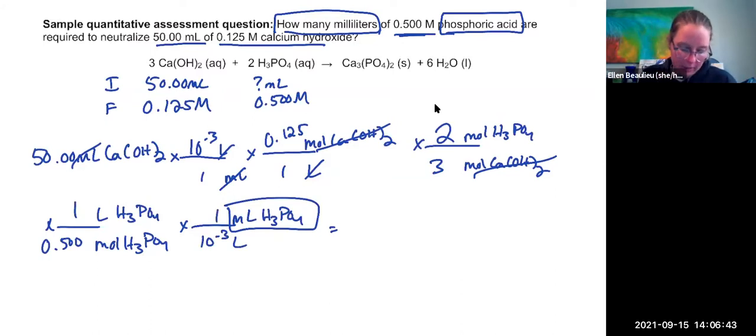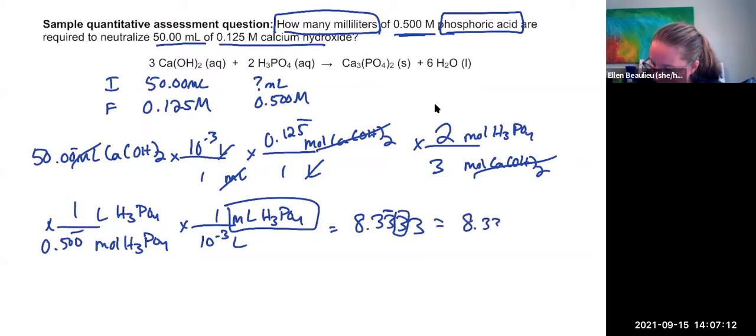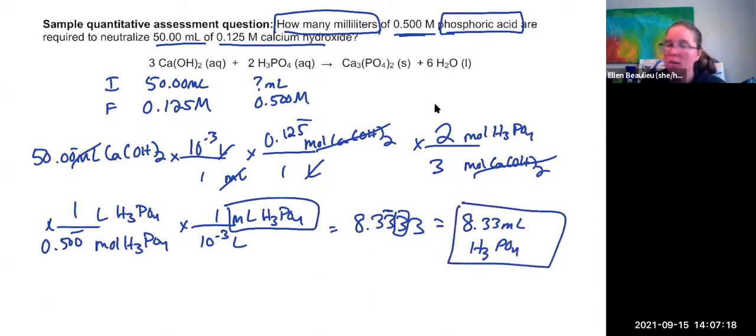And plug into my calculator, 50 e to the negative 3 times 0.125 times 2 divided by 3 divided by 0.5 divided by e to the minus 3. And I get 8.3333 repeating. 4 sig figs, 3 sig figs, 3 sig figs. I get to keep 3. I need 8.33 milliliters of that phosphoric acid solution to fully react with that amount of calcium hydroxide.